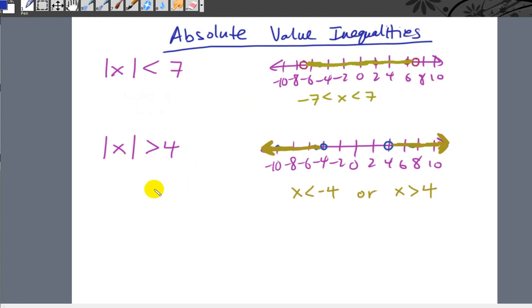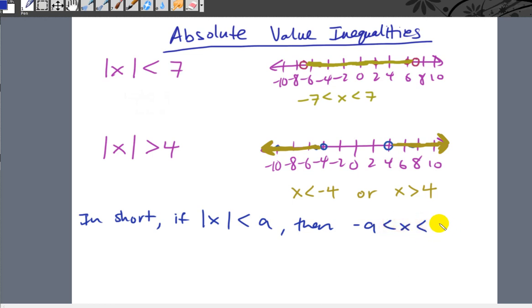Okay, so basically, in short, let's say we have the absolute value of x less than some number, we call that a. This implies that negative a is less than x is less than a. So this can be any number. That's one of them.